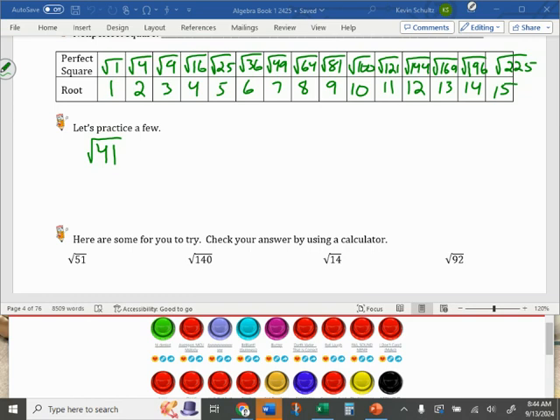Okay? If we're going to estimate that value, it's important to know the perfect squares, because that kind of gives us a little range as to what it could be between. The next smallest perfect square is 36, the next largest perfect square is 49. Knowing that the root of 36 is 6, and the root of 49 is 7, this gives us a range, right? Root of 41 is somewhere between 6 and 7.